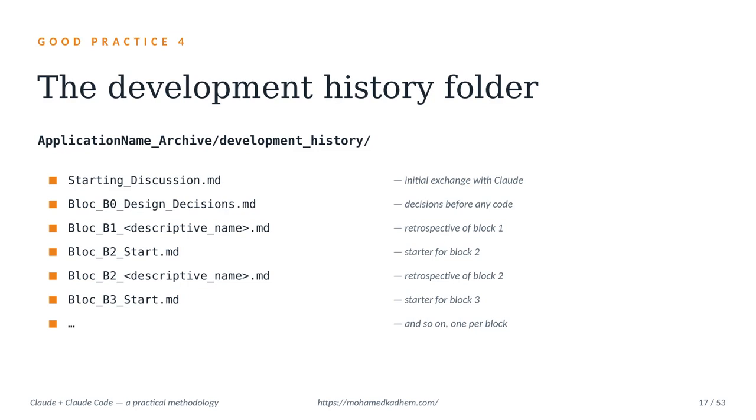Fourth good practice. Inside the archive folder, maintain a subfolder called Development History. This is where you accumulate, in order, a starting discussion document, capturing the initial exchange with Claude, a Block 0 document describing the design decisions before any code is written, and then one document per block of work completed. Block 1, block 2, and so on. These files are the project's memory across sessions. If you leave for a month and come back, or if a colleague joins, these documents plus the code are enough to resume work without loss.